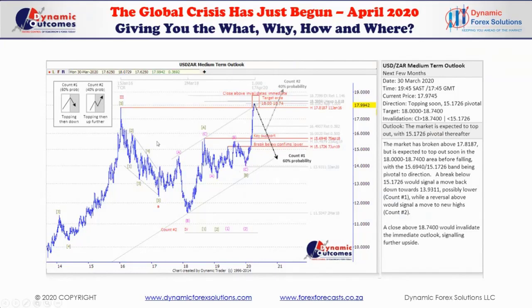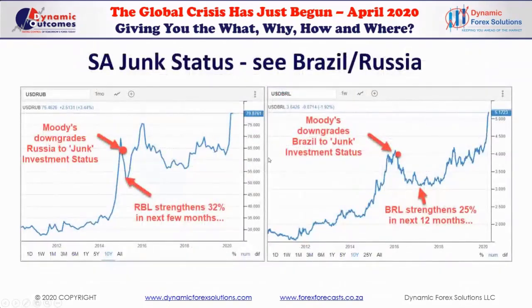But as we've seen, there are these large swings that aren't governed by fundamentals. And something of interest too, that junk status. We finally need junk status. Surely that will see the rand weakening. Well, take some examples from Russia hitting final junk status. It strengthened 32% in the next few months. And Brazil, when they were finally downgraded to junk by Moody's, the Brazilian real strengthened 25% in the next 12 months. So effectively, we need to look at the patterns, not at fundamentals, not at news, not at credit ratings, but at what the patterns themselves will tell us.